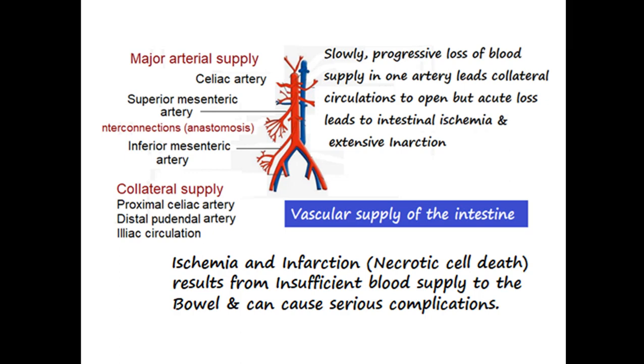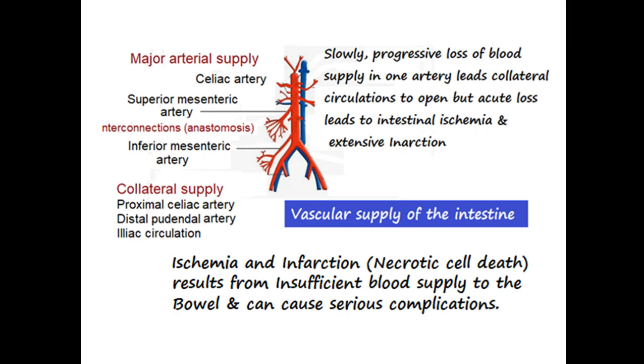Anatomically, the greater portion of the gastrointestinal tract is supplied by the celiac trunk, which supplies the esophagus, stomach, and proximal duodenum. The most important superior mesenteric artery supplies the distal duodenum, jejunum, ileum, and the colon, ascending colon, and the transverse colon up to the splenic flexure. The inferior mesenteric artery supplies the descending colon, sigmoid colon, and rectum.